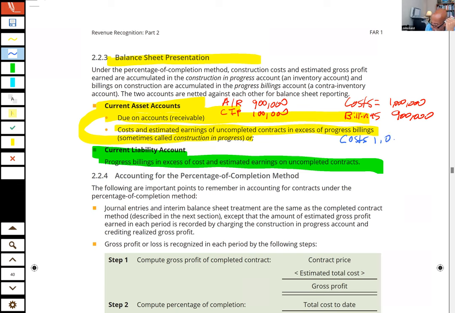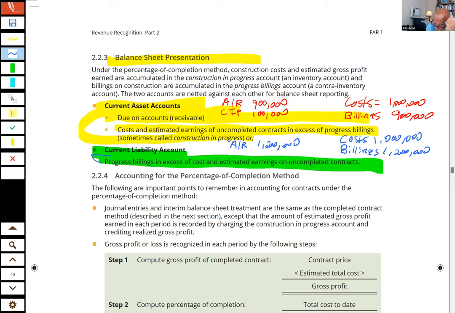Say our costs are $1 million, but our billings are 1,200,000. Now, as I said, if we were to look at the balance sheet now, we'd still have the accounts receivable. So the current asset, accounts receivable, shows up in either case, which in this case would be 1,200,000.